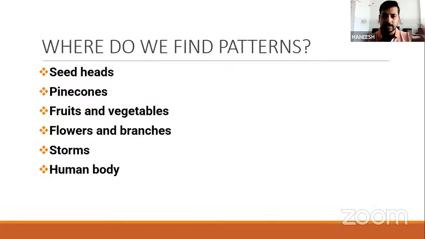And where can we find these patterns? You can see the seed heads in the pine cones, the fruits, the vegetables, the flowers, the branches, storms, and even the human body itself is a pattern. So if we are able to understand that everything is structured and in a sequence, everything is in proper harmony. The design itself is a proper harmony. The design is so intelligent that we are not able to understand or decipher it. It is so very intelligent, and we take it for granted.